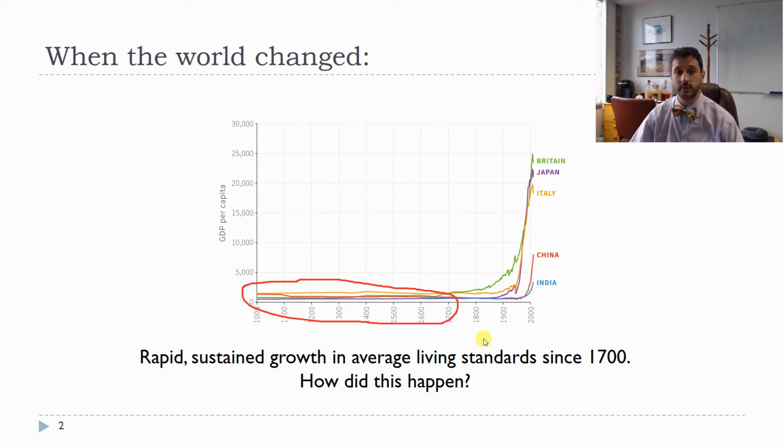And so one of the questions we want to ask ourselves both in this chapter and the next chapter is, what happened? Why did it happen? And can we make sure it happens everywhere so that everybody can enjoy these higher standards of living?